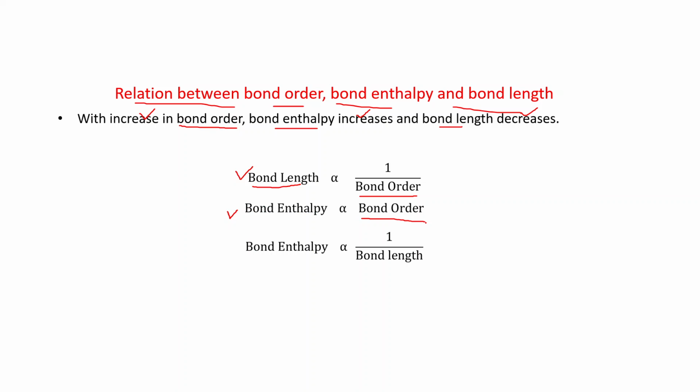Higher the bond order, more amount of energy is required to break that bond. That's why bond enthalpy is larger. Bond enthalpy is inversely proportional to bond length. Okay, shorter the bond length, larger is the bond enthalpy.